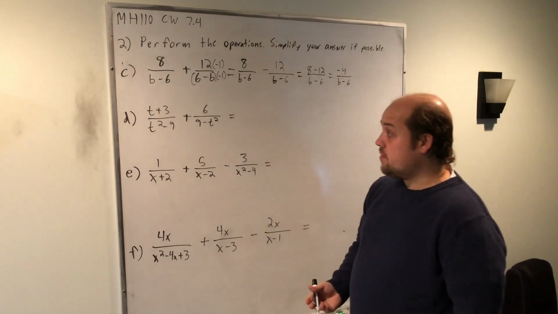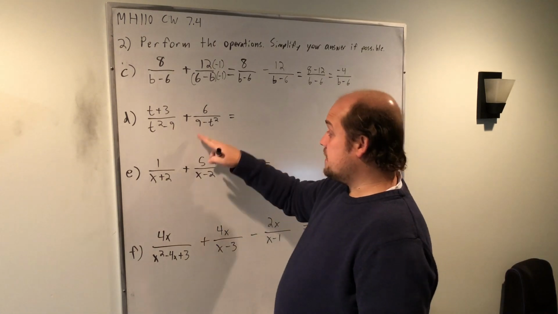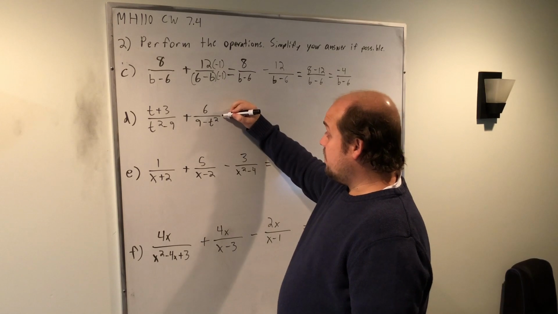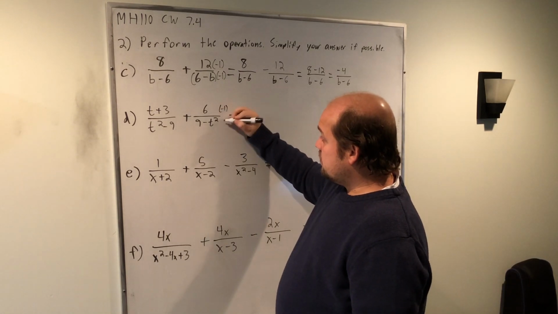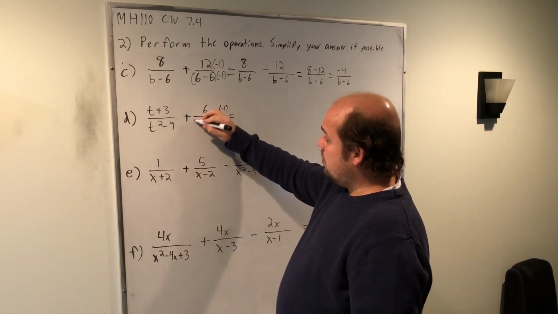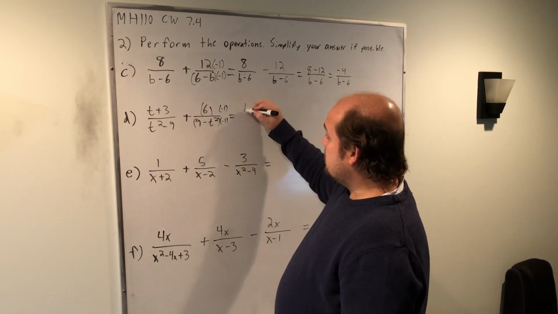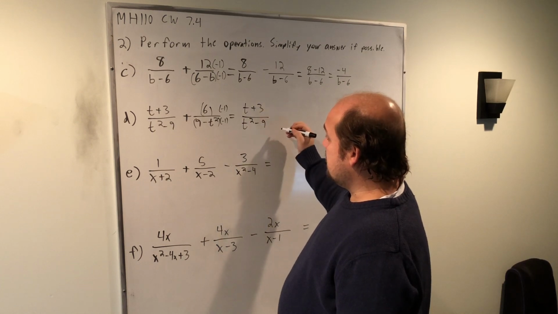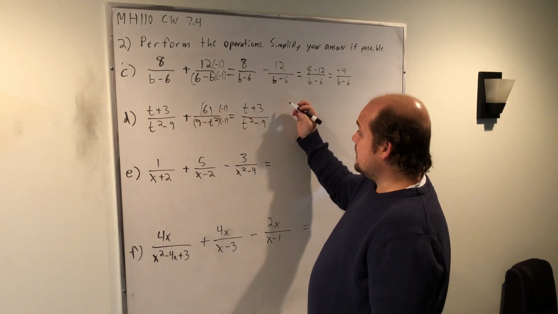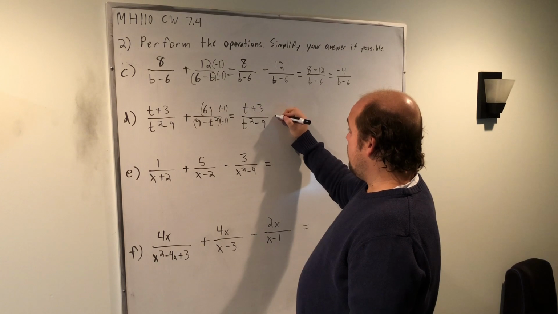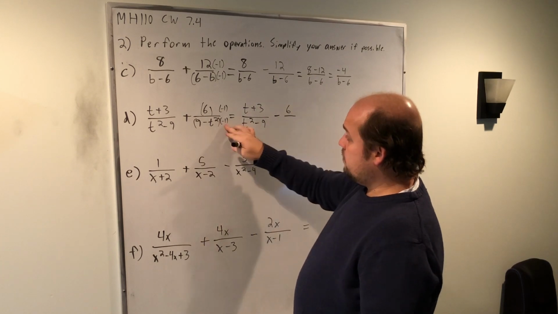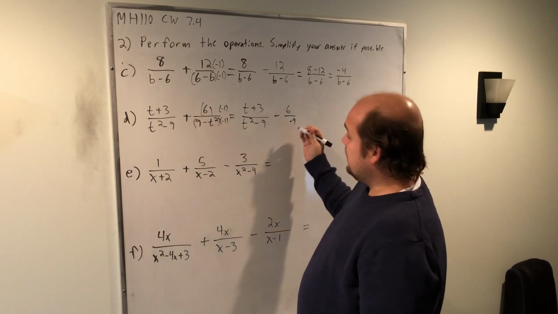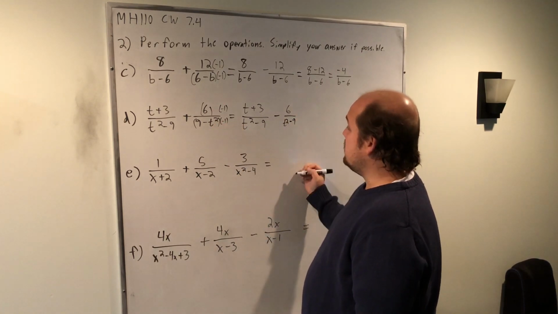Part D, same general idea. The t squared minus 9 and the 9 minus t squared are the same if I just multiply by a negative 1 in the second fraction. So negative 1 here, negative 1 here. What that means is the first fraction, t plus 3 over t squared minus 9, stays. When I do 6 times a negative 1, I get minus 6. When I do negative 1 times positive 9, I get minus 9. When I do negative 1 times a negative t squared, I get positive t squared.